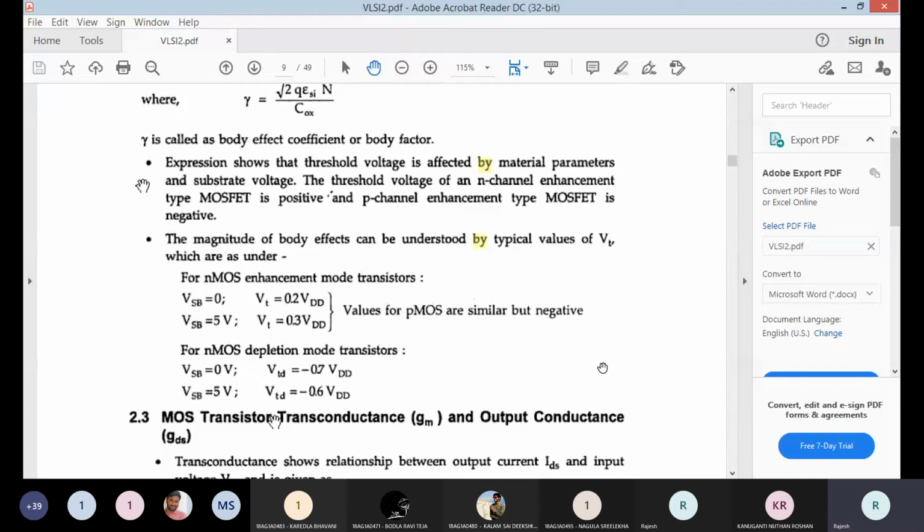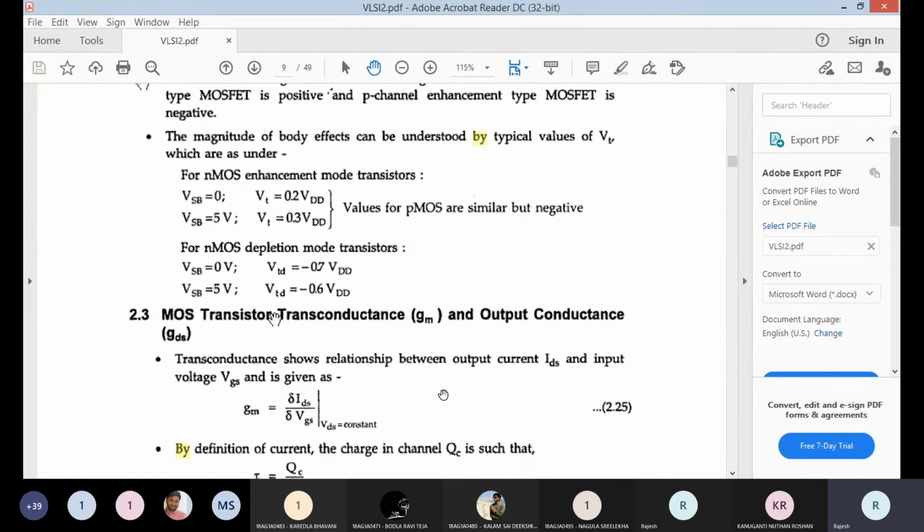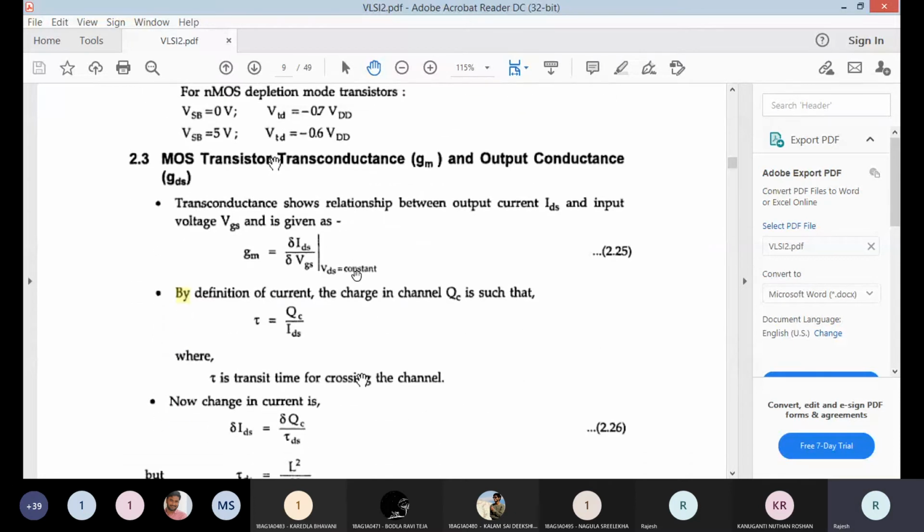And here they want to represent it along with threshold voltage. If VSB is 0, the threshold voltage is 0.2 VDD. If VSB is 5 volts, the threshold voltage is 0.3 VDD, for NMOS enhancement devices. Similarly for NMOS depletion devices. This is based on some analysis. So that is your threshold voltage and body effect.